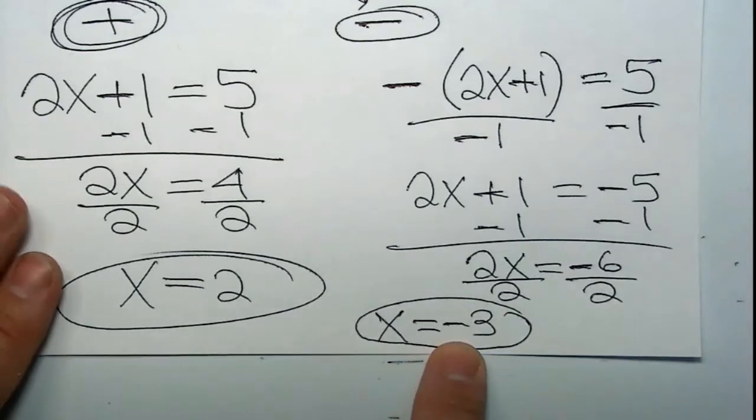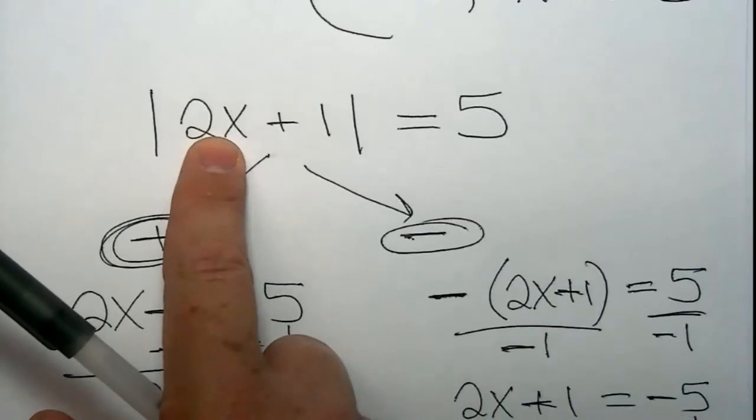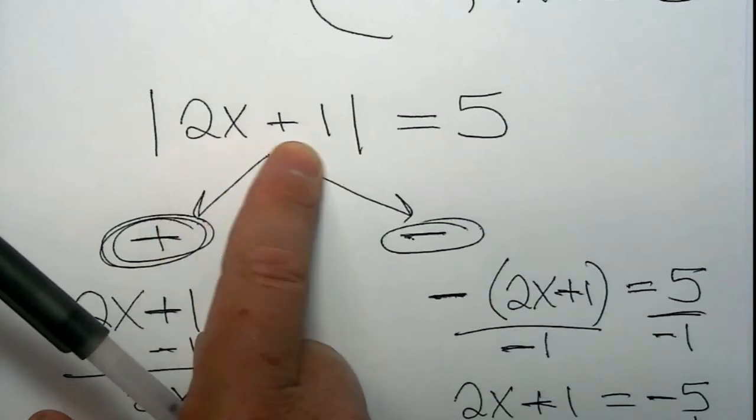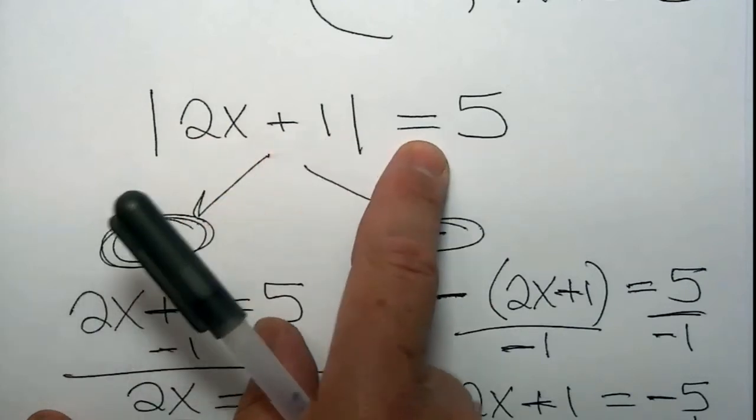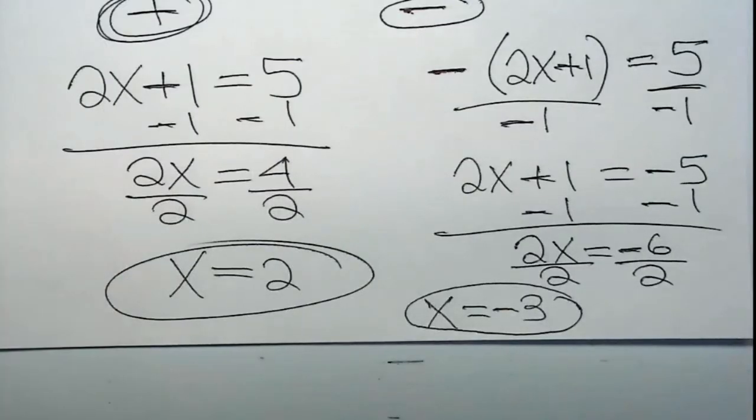Negative 3, is that really an answer? Let's try it. 2 times negative 3 is negative 6. Negative 6 plus 1 is negative 5. And the absolute value of negative 5 truly is 5. It's correct. So that's the way that you solve an absolute value equation.